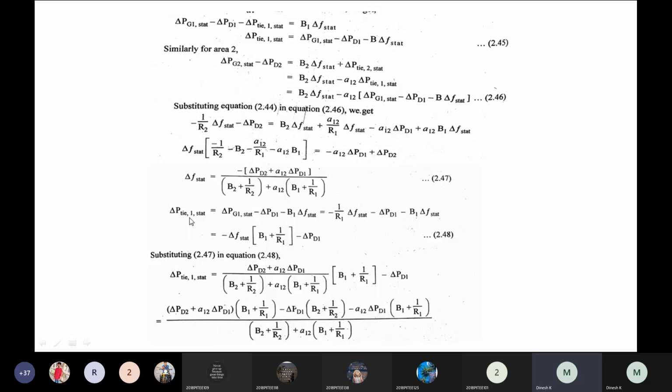ஸோ நம்மளுக்கு டை தட் இஸ் சேஞ்ச் இன் டை பவர் ஸ்டாட்டிக் கண்டிஷனில் ஆல்ரெடி நம்ம என்ன கண்டுபிடிச்சிருக்கோம்னா del PG1 stat 2.45ல கண்டுபிடிச்சிருக்கோம்: del PG1 stat minus del PD1 minus B1 del F stat. ஸோ இதுக்கு del PG1 வந்து நம்மளுக்கு minus 1/R1 del F stat ன்னு சொல்லிட்டு 2.44ல கண்டுபிடிச்சிருக்கோம். அதை அப்ளை பண்ணிடுறேன். ஸோ minus 1/R1 del F stat minus del PD1 minus B1 del F stat. ஸோ இதில் இந்த ரெண்டு டேர்மே வந்து பார்த்தீங்கன்னா del F stat இருக்கு நம்மளுக்கு. இதில் காமனாக del F stat எடுத்தோம்னா B1 + 1/R1 minus del PD1.